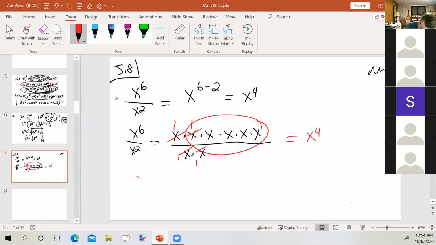So in general, we get this rule that says a to the m divided by a to the n is a to the m minus n. And we say when you are dividing 2 powers with the same base, you subtract the bottom exponent from the top exponent. Okay? Any questions about that?